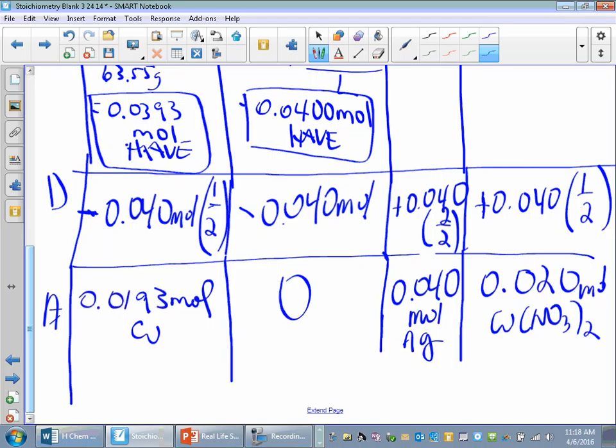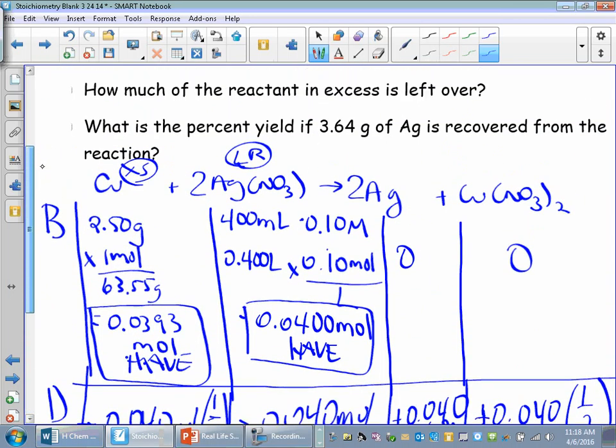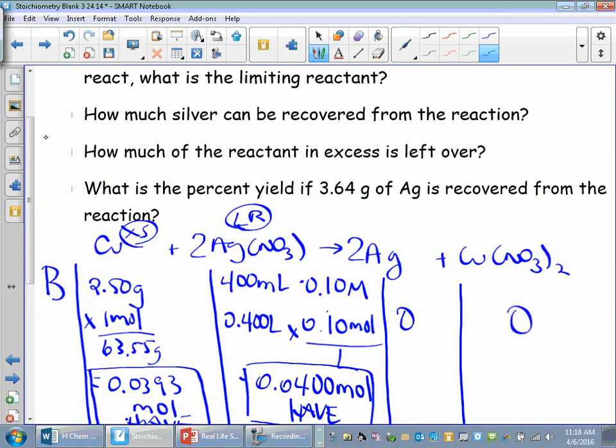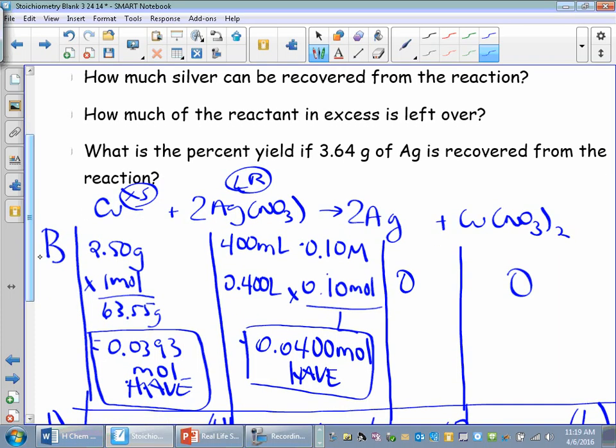So on the answers for the questions asked, you can figure out how much silver can be recovered, so you'll convert your moles to grams. Reactant in excess, convert your moles to grams. And the percent yield if 3.64 grams of silver is recovered from the reaction. So what is this telling you? What yield is that?